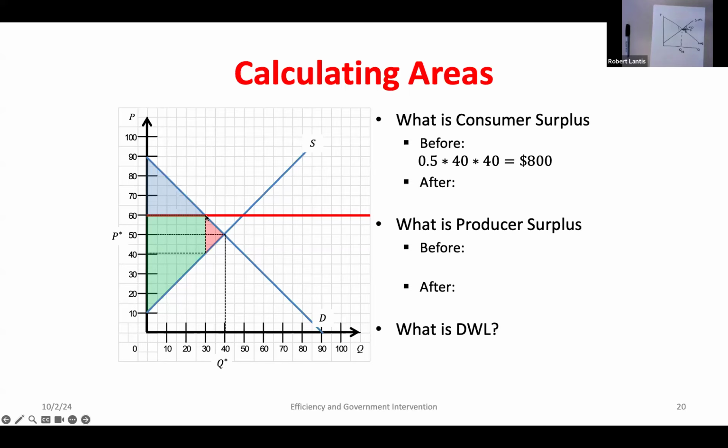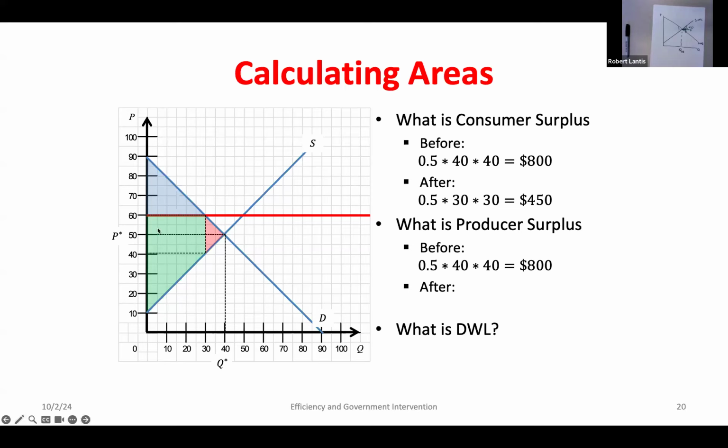What is consumer surplus? It's the difference between the marginal benefits to consumers, represented by the demand curve, and the marginal cost to consumers, which is essentially just the price they have to pay. So this blue triangle here would be our consumer surplus. So what? 30 is the height, 30 is the base, 30 times 30 times 1/2. We can see that consumer surplus with a price floor has gone down. We already talked about before, consumer and producer surplus were both 800.